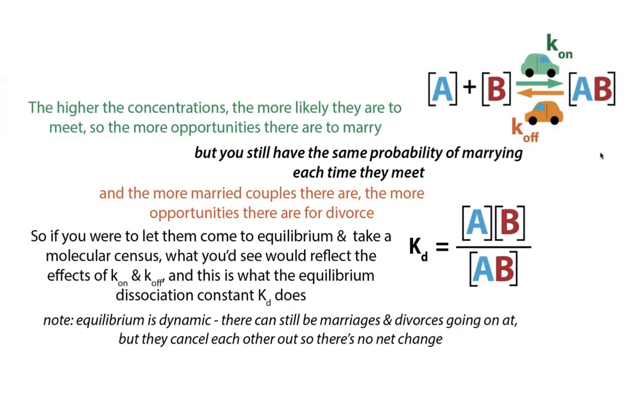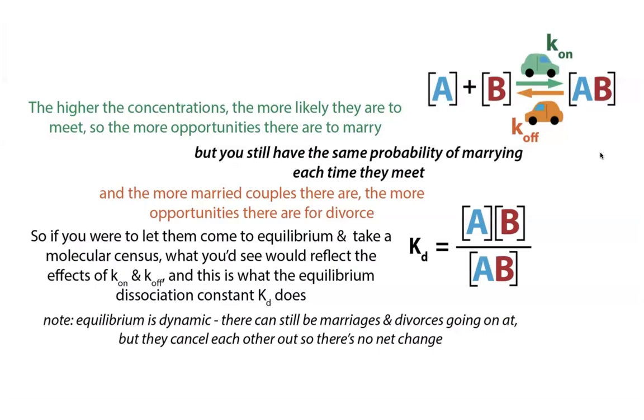So let's think about a couple scenarios. What if you had higher concentrations? Well, at higher concentrations, you're more likely to meet. So there are more opportunities to get married. But you still have the same probability of marrying each time you meet. The amount that you're attracted to them at that first sight, that's not going to be changing depending on how many of them you see. You're just going to have more opportunities to see them. But that also means that you're going to end up having more married couples, which means there's more opportunities for divorce because you remember, you have that intrinsic probability of divorcing. And so this means that at the higher concentration, you get more marriages, but then you also get more divorces. And so that's why you reach this equilibrium.